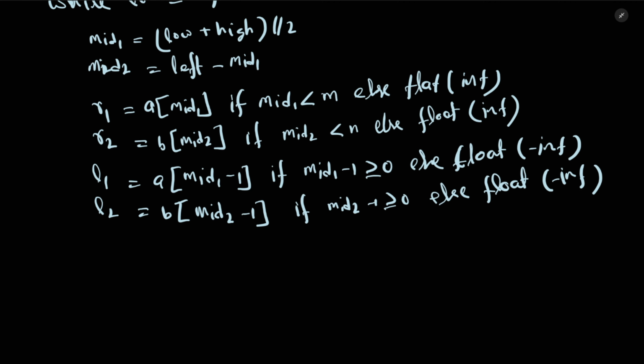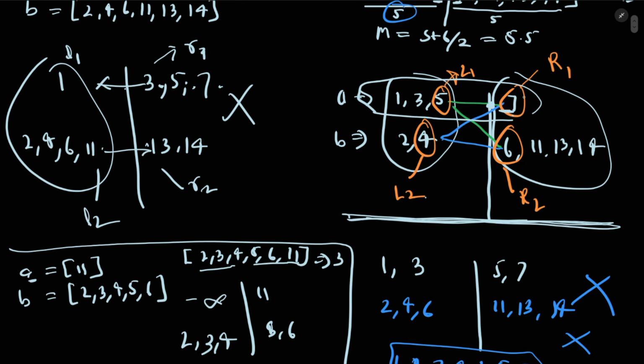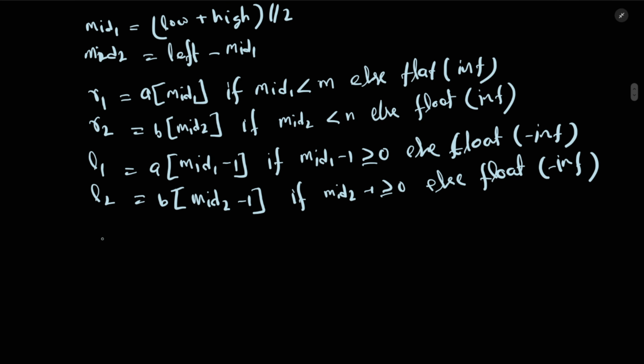Now we need to apply the condition here, and the condition that we discussed is if L2 is less than R1 and L1 is less than R2. That means we have found our answer, right? So we can check if L2 is less than or equal to R1 and L1 is less than or equal to R2. If this condition is satisfied, that means we have found our answer.